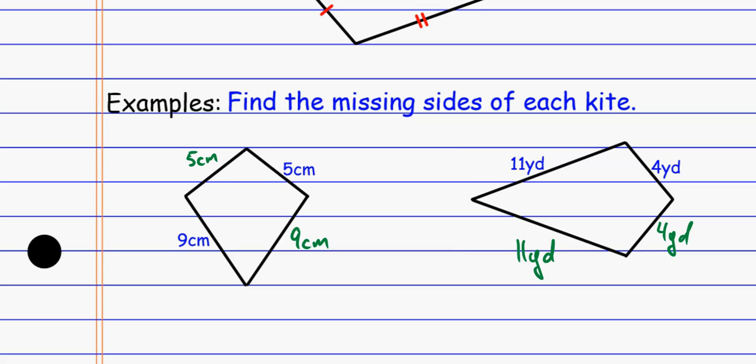Okay, so the kite has consecutive sides that are congruent, but again, there's two separate pairs of those congruent consecutive sides.